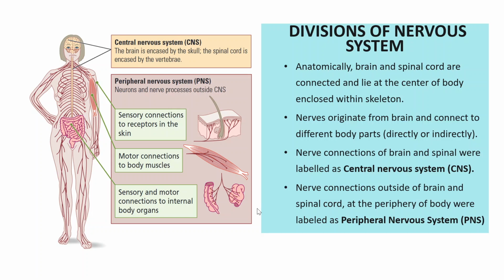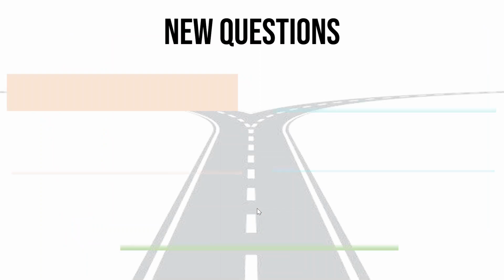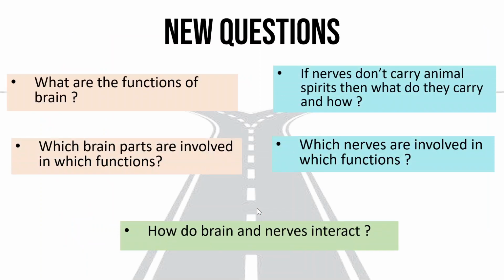Okay, so these are the two systems, and now we came up with some new questions based on all these conclusions. What are those new questions? Those new questions are, okay, what are the functions of the brain? Now that we know that the brain has different parts and the brain does play a certain form of function, what are those functions? Do specific brain parts play specific functions? Okay, how do we find them out?